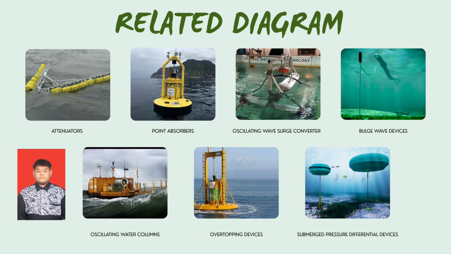For related diagram, I have put 7 examples for the sea wave energy converter, which are attenuators, point absorbers, oscillating wave surge converter, bulk wave device, oscillating water columns, overtopping device, and submerged pressure differential device.